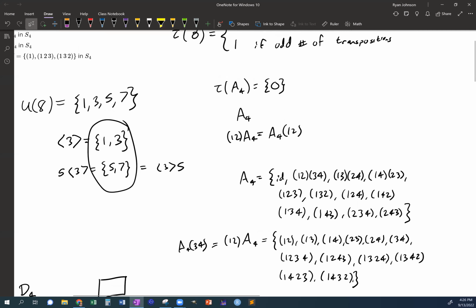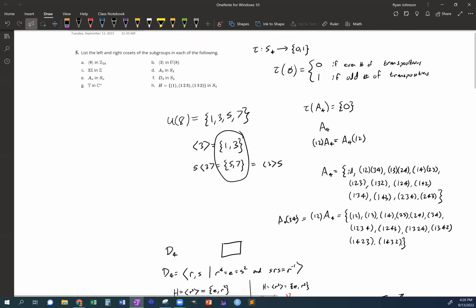Because we know that they partition the group, A4 is all these things from A4, and then the other coset, which would be like (1 2) A4 or (3 4) A4, whichever, is going to be all the single transpositions and all the order 4 cycles.